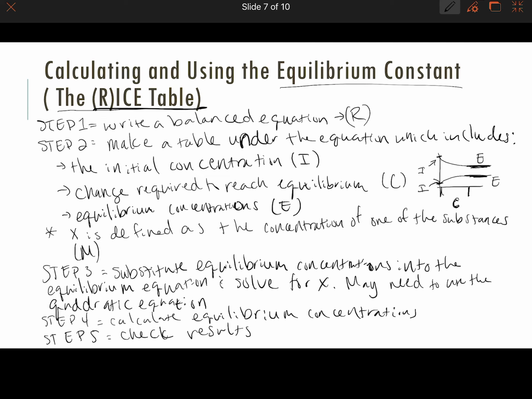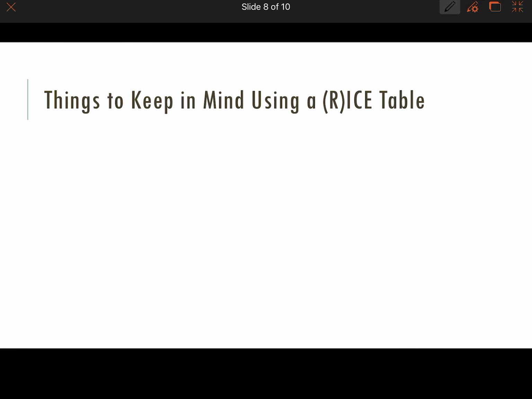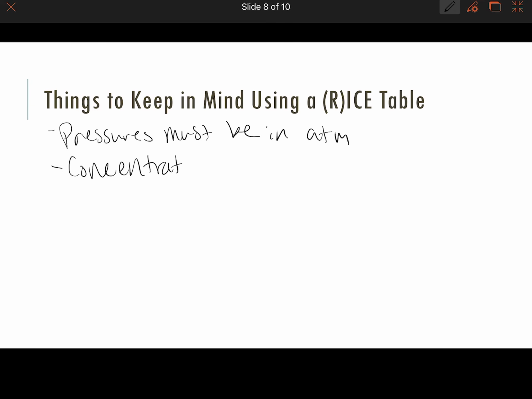Okay, so some things to note when using an ICE table. If we have pressure, so if we're using Kp, we must be in atmospheres. If we're using concentrations, so if we're using Kc, we must be in molarity. We need to pay attention to our stoichiometry.